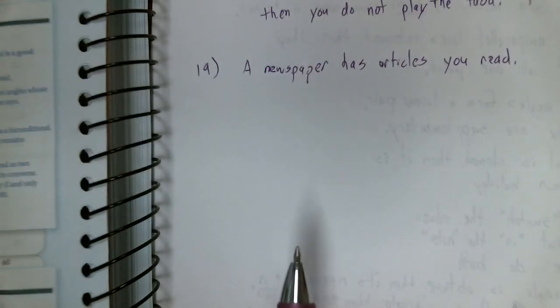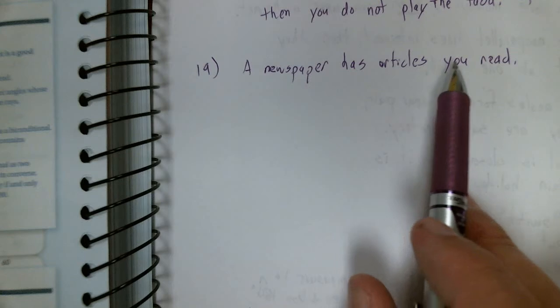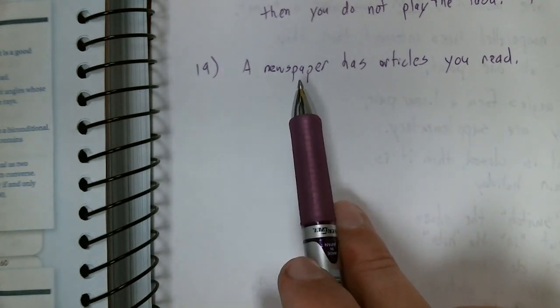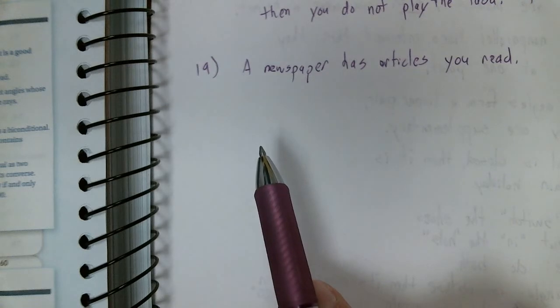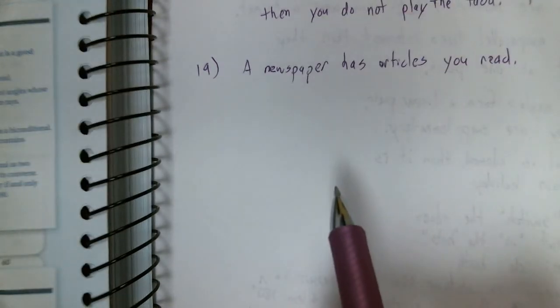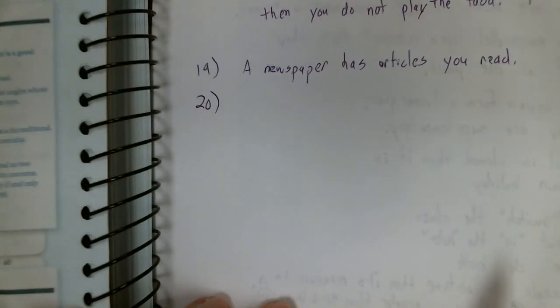But is it reversible? A newspaper has articles you read. I would say, if you reverse it, if it has articles you read, then it is a newspaper. And that's not true. I could have a magazine. I could have all kinds of stuff that have blogs. I could have all kinds of articles that you read that's not a newspaper. Okay, so that's not a good definition.